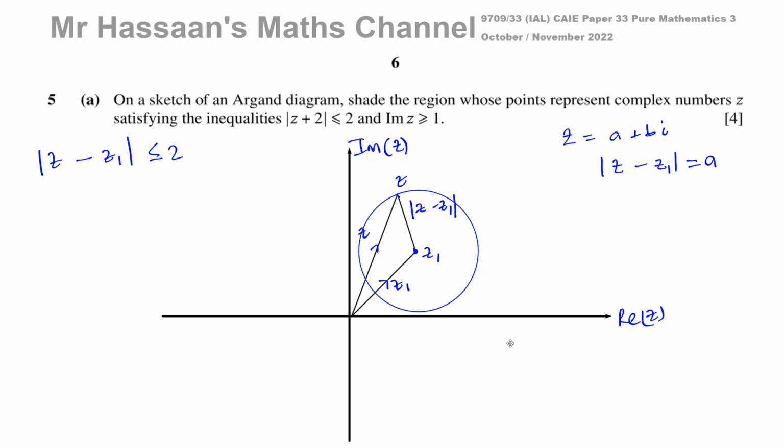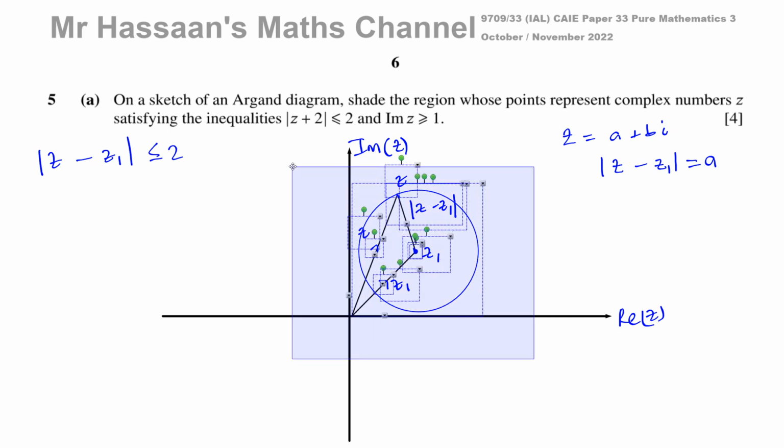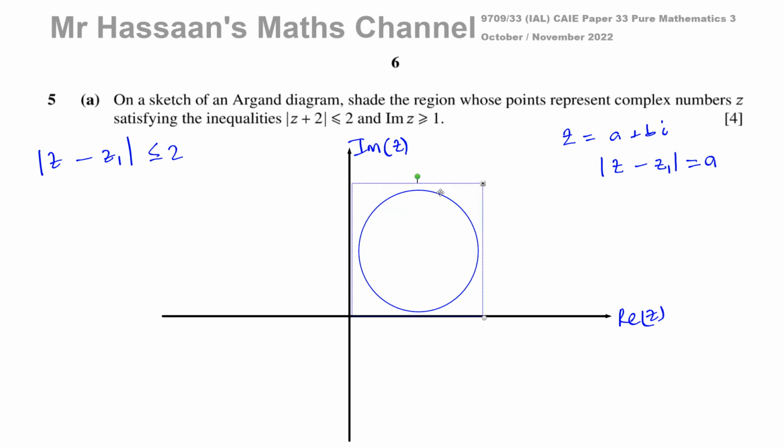But in our situation here, it's slightly different. So I'm going to get rid of this and draw our situation now. I've just given you an idea of how this works. Let's get rid of this stuff, including the circle. Now what we have to do is express the modulus of z plus 2 less than or equal to 2.